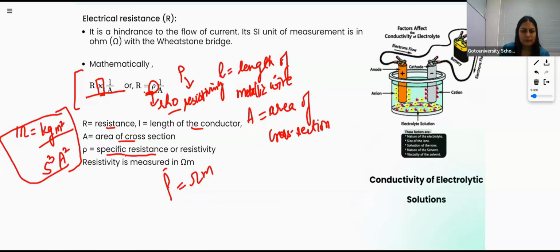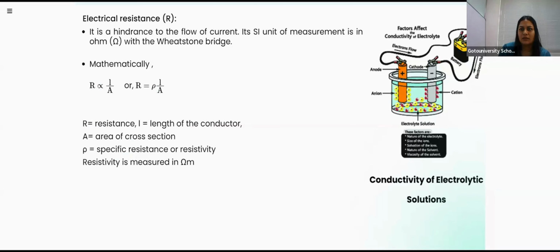Okay, if we revise this concept again, what is electrical resistance? It is the hindrance, or say the stoppage, that is observed by the flow of current in the conductivity cell. Its SI unit of measurement is ohm, which is a Greek symbol. In the Wheatstone bridge, we have studied in physics that there are 4 resistances, in which one resistance is unknown.